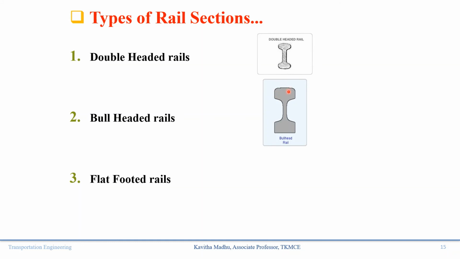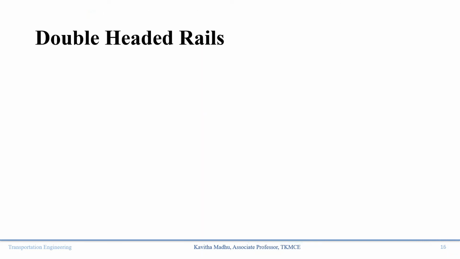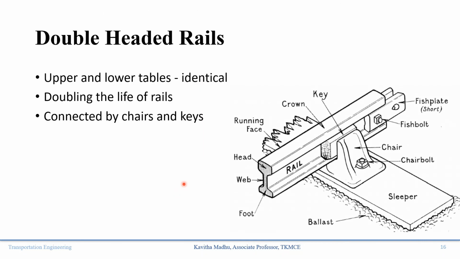This rail section had a major drawback: chairs have to be fixed in order to connect it to the sleeper. And then finally came the flat-footed section, which is now commonly used in Indian Railways. This is an inverted T-type section which has more stability and better strength. So Indian Railways is now extensively using flat-footed rails.